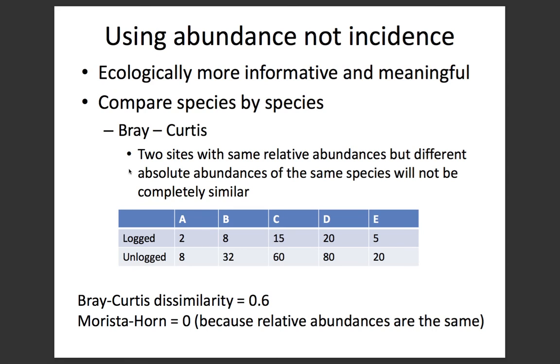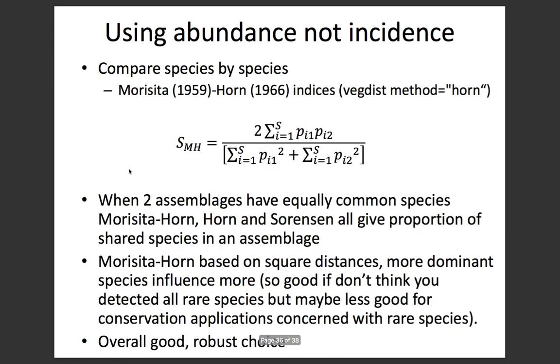whereas the Morisita-Horn is 0 because the relative abundances are the same. So this Morisita-Horn is a good index to use. And so it's using abundance, not incidence. And you can find it in the vegdist function under method horn. And it's basically comparing the proportional richness of each species in the assemblage.